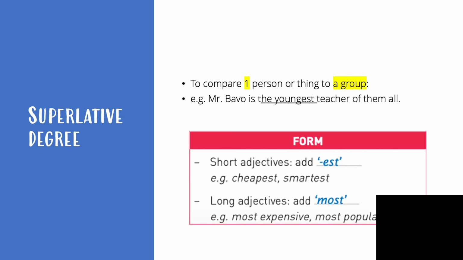Hoe doe je dat bij langere adjectieven? Dat is een beetje zoals daarjuist. Daar ga je niet est aan toevoegen, maar daar behoud je het adjectief of het bijvoeglijk naamwoord en zet je er most voor. Dus expensive wordt dan the most expensive, popular wordt dan the most popular.